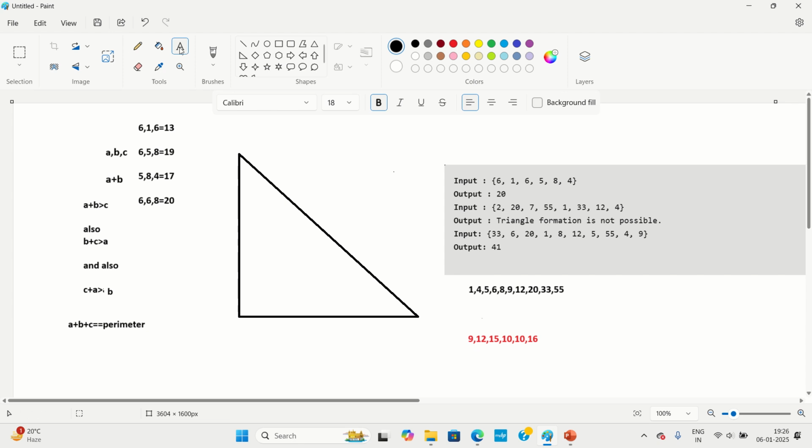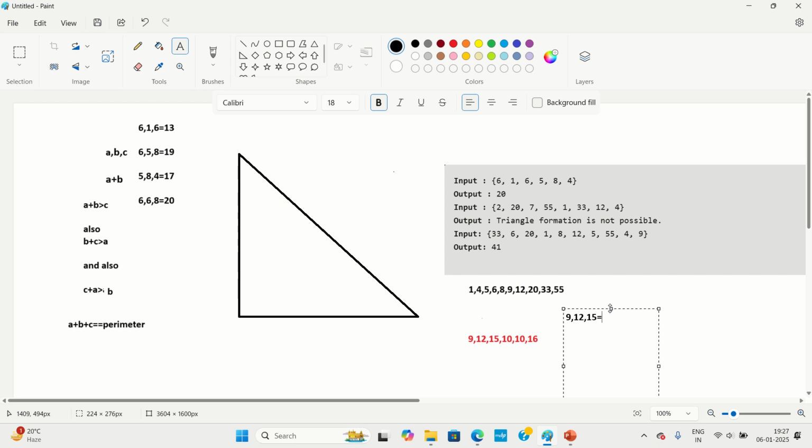Now here in this example, what are the triplets that are forming a triangle? Let us check. Let us choose first of all 9, 12, and 15. Is it forming a triangle? Yes, because see, 9 plus 12 is 21, and 21 greater than 15, that is true. 12 plus 15 is 27, greater than 9, that is also true. And 9 plus 15 is 24, greater than 12, that is also true.